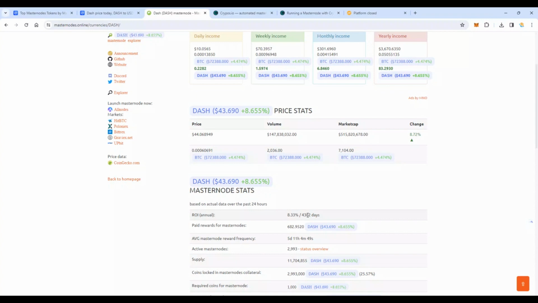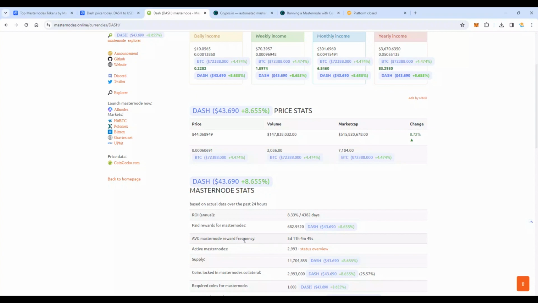And you can see this node has been running for 4,382 days. Yeah, quite a lot, over 10 years. Paid in rewards for Masternodes. You can see the amounts here, the paid rewards. I think this is the last 24 hours. This is the Dash that has been paid.